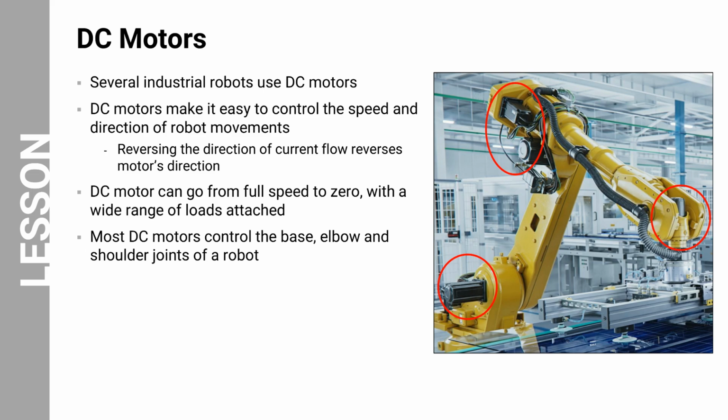Despite this, DC motors are prevalent in robotics due to the widespread availability of DC power. They are often used to drive the base motors of robotic arms, which require significant force and must support substantial mass, such as the base, shoulder, and elbow joints.